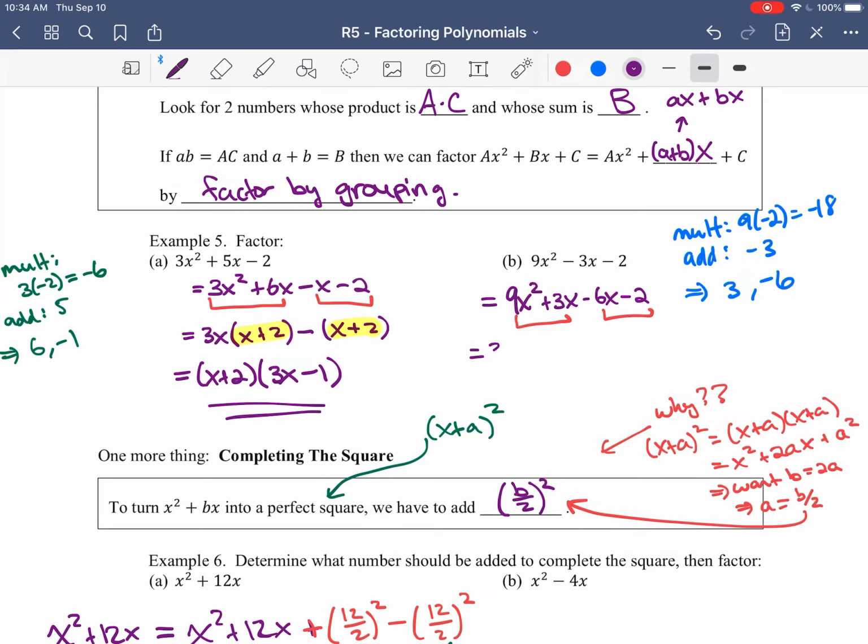The first two have 3x in common. From the first term, there's still a 3 and an x, and from the second term, there's just 1 left over. We took everything. Then these next two have a minus 2 in common. So from the first term, there's a 3x, and from the second term, we took the minus 2, so it's just a 1. Now I see this common factor, so I can pull that out. From the first term, I have a 3x left over, and from the second term, I have a minus 2. So that's my factorization for this one.